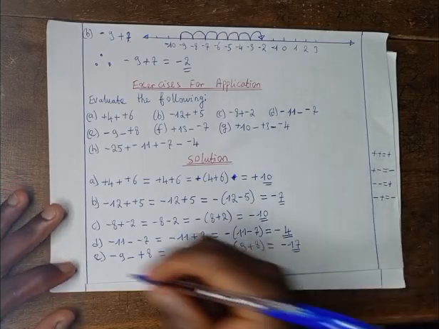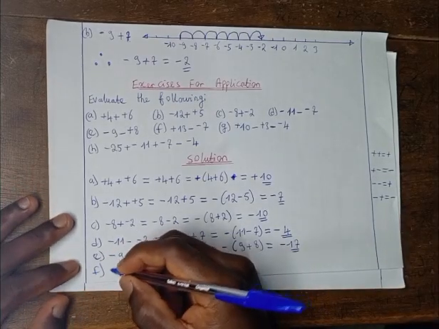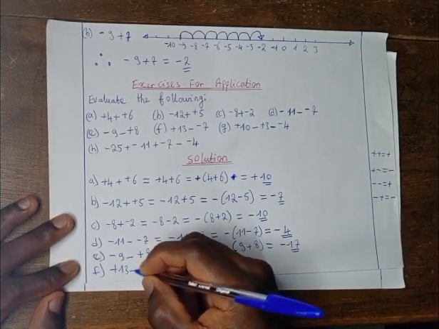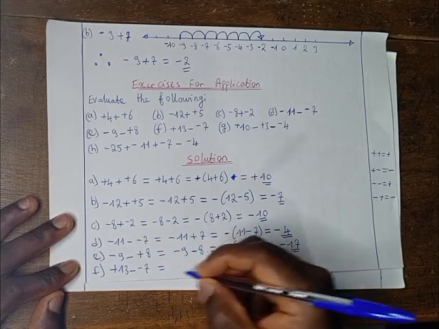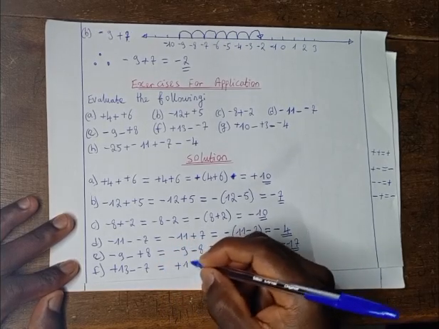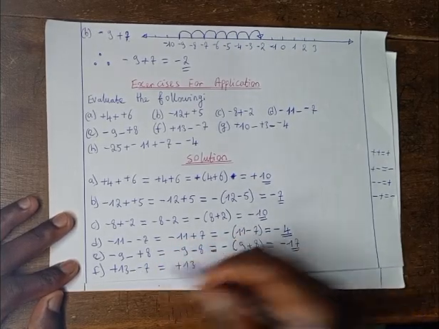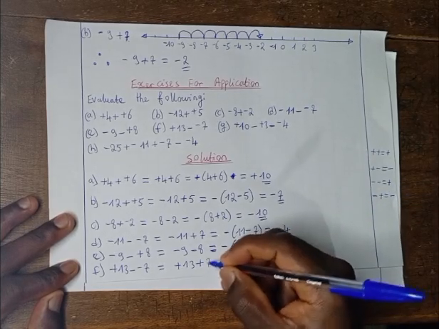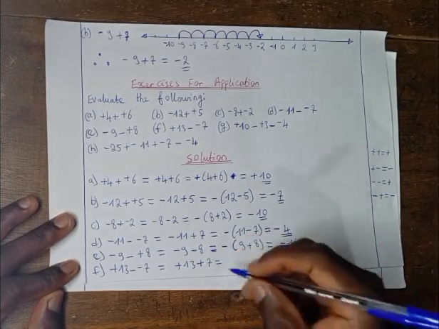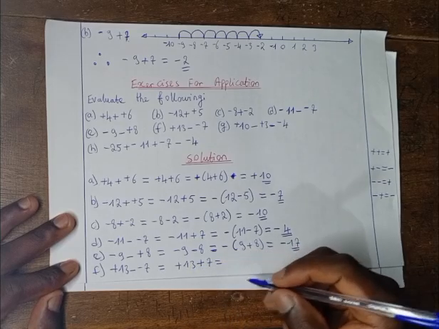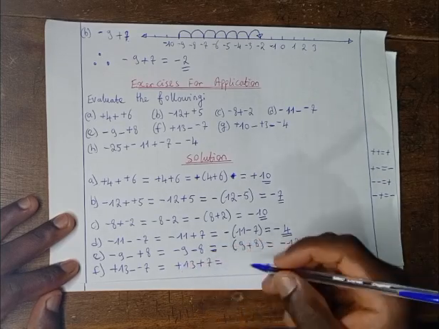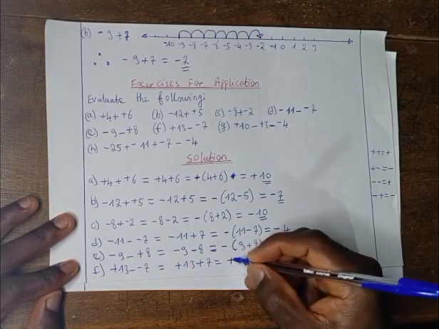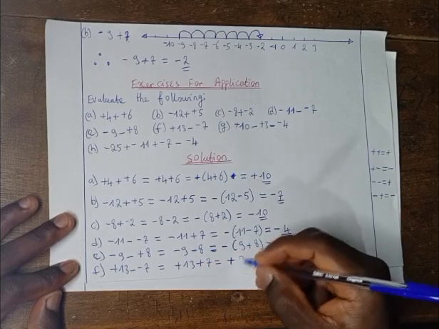Next, we go to question F. We have positive 13 minus negative 7. This will simply be equal to positive 13. When we have two negatives, the resulting sign is positive, plus 7. So the two numbers have the same sign, so we are just going to add them. So this will give us positive 20.